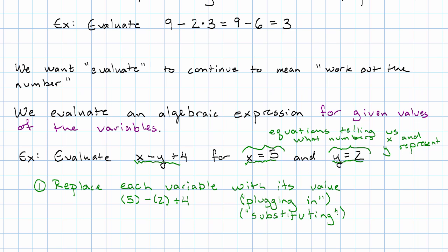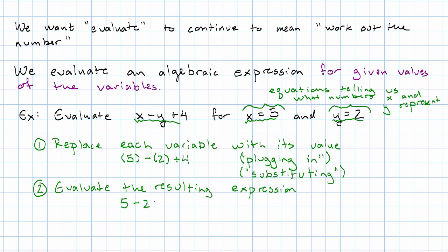Later on, when we have more complicated numbers, and even later than that, when we substitute variable expressions, being in the habit of putting whatever you're substituting into parentheses is going to make your life easier. So, we've replaced each variable with its value. Notice we now have an arithmetic expression. We evaluate it. So 5 minus 2 plus 4. 5 minus 2 is 3. 3 plus 4 is 7.